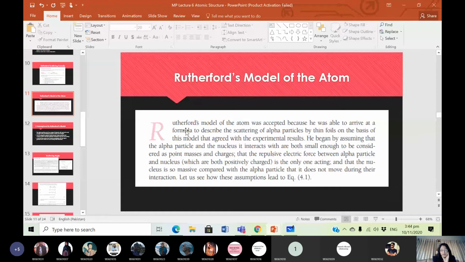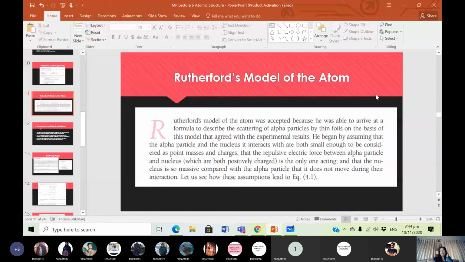So Rutherford's model of the atom was accepted because he was able to arrive at a formula to describe the scattering of alpha particles by thin foils on the basis of his model. Basically, Rutherford's model was not just a theoretical model, but he also derived an equation for the scattering of alpha particles by the thin foils on the basis of his model. Okay? So his formula agreed with the experimental results, and therefore everyone accepted his model.